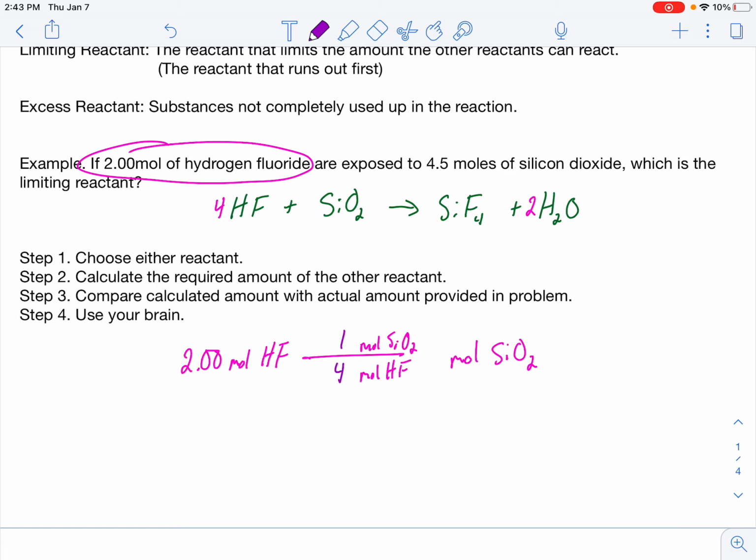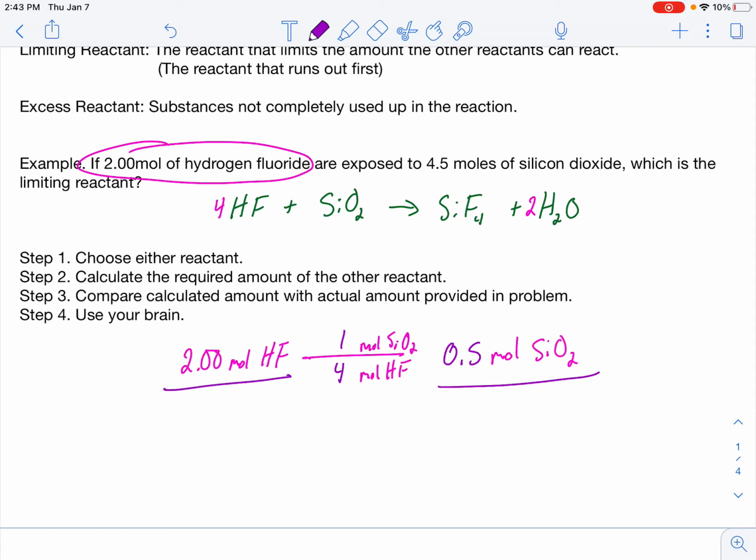It looks like we have a 4 and a 1. That's going to give me an answer of 0.5. What does that mean? Well, that means when 2 moles of HF react, I need 0.5 moles of SiO2 to react with it. That's how they mix together. That's, in a perfect world, if I were putting those two things in a beaker, I would get all product, have nothing left over.